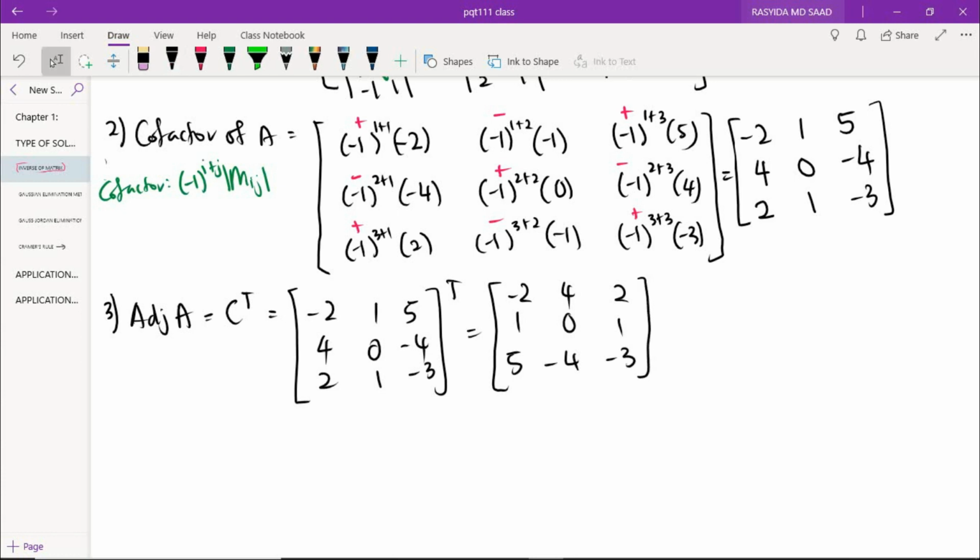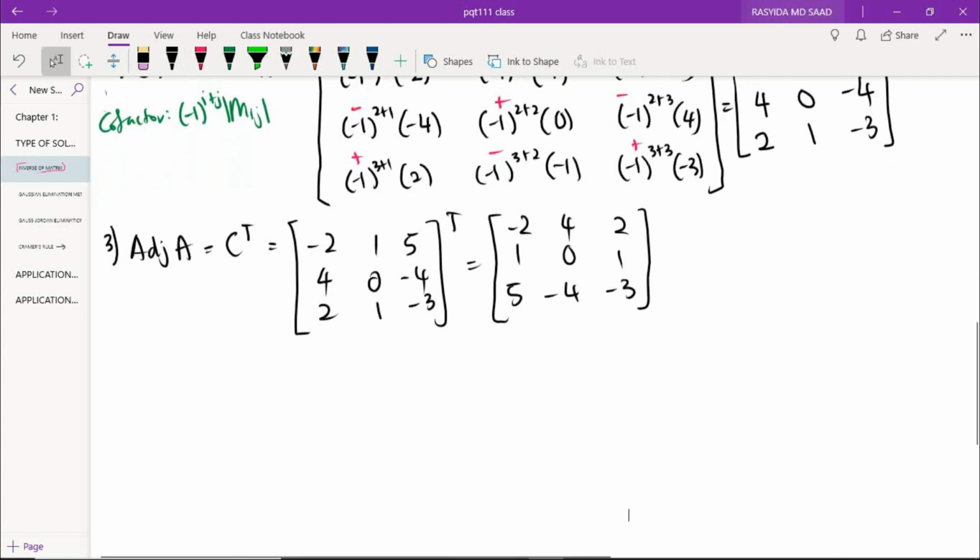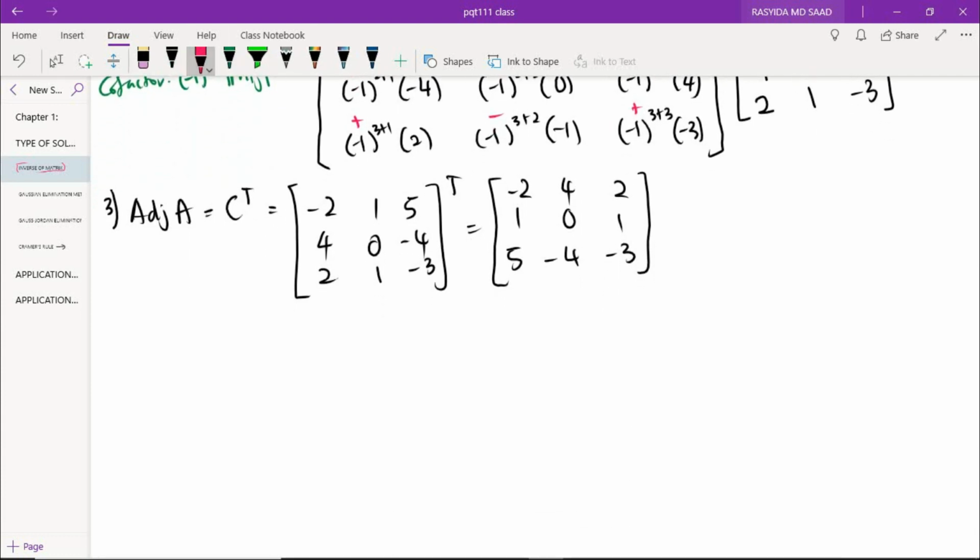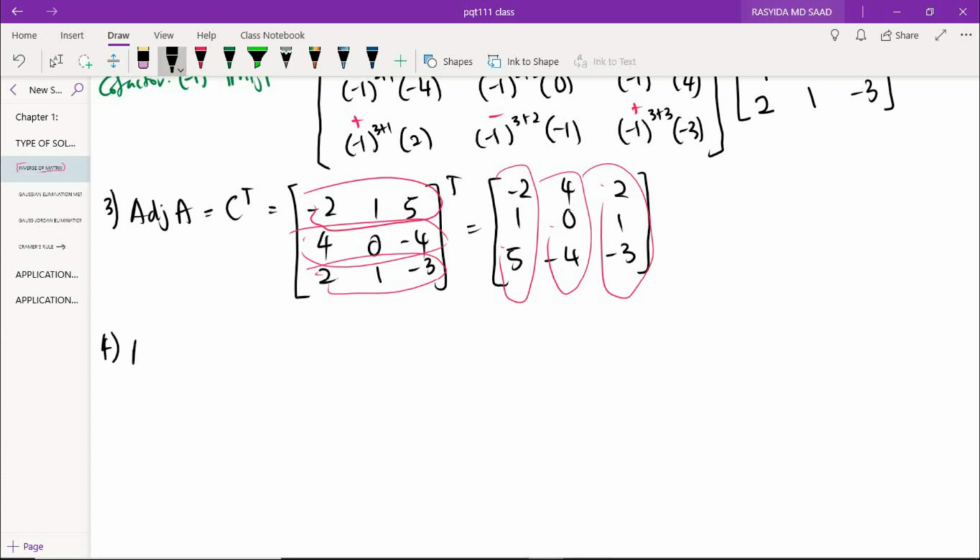Remember transpose, row will become column. First row will be the first column. Second row will be second column. And third row will be the third column. Transpose. Okay, after you get this one, then we can find the inverse of matrix A.